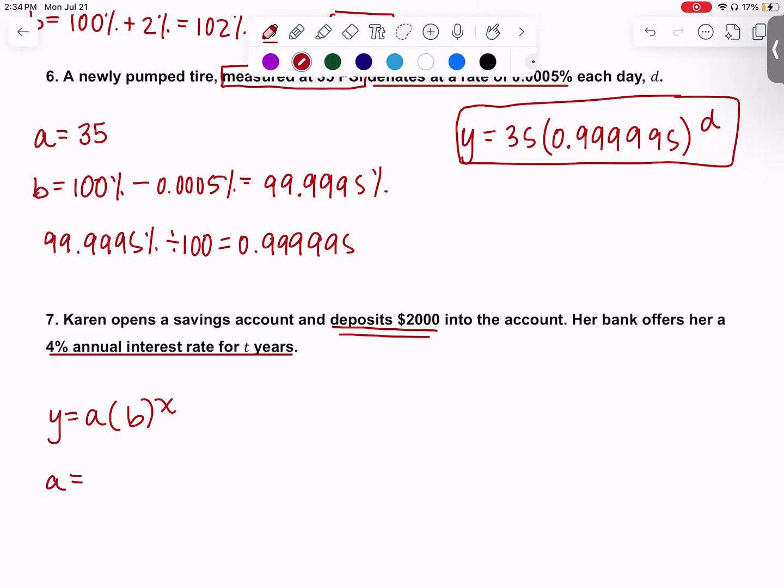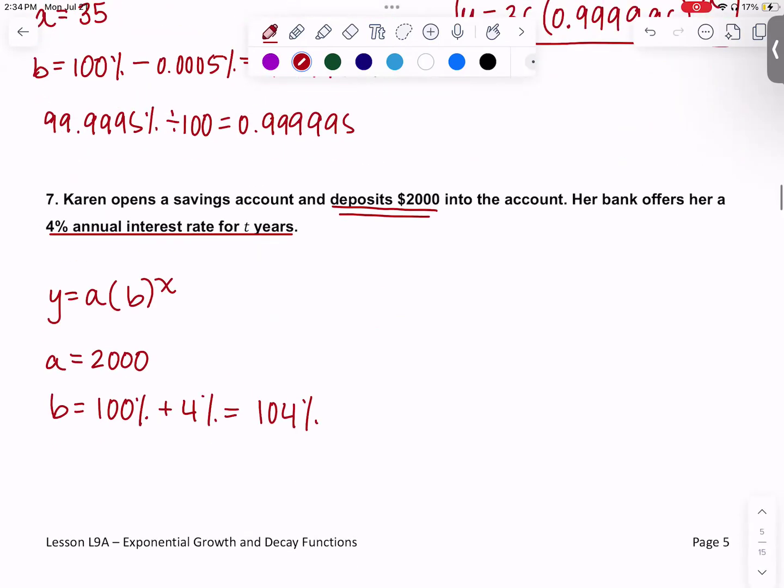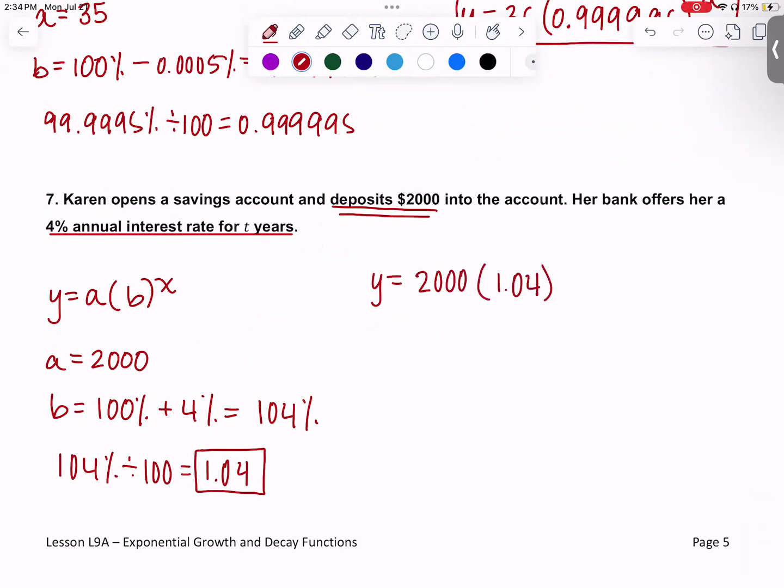The initial value is $2,000, and her b value is, what is it increasing by every year? 4%. So 100% plus 4% is 104%. 104 divided by 100 is 1.04. Y equals 2,000 times 1.04 to the power of t. Okay.